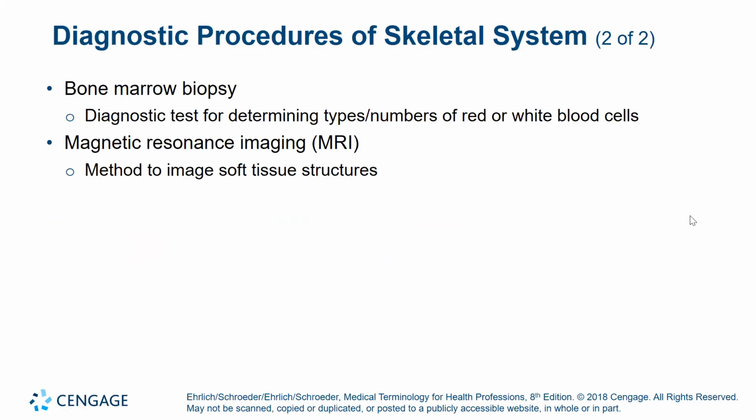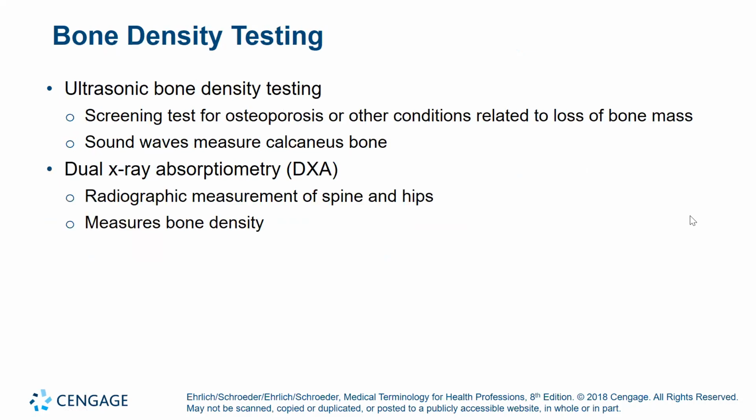Bone marrow biopsy, it's another procedure. Magnetic resonance imaging, just MRI. Ultrasound bone density testing can be done. A dual X-ray, DXA, can also be done, just measures the bone density.